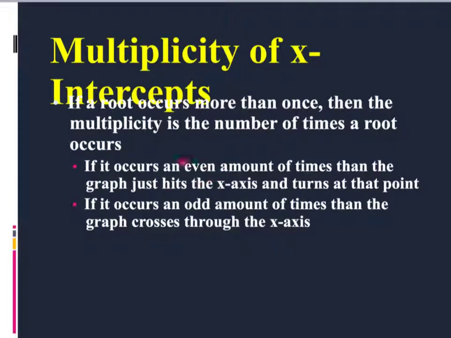If it occurs an even amount of times, so like 2, 4, 6, 8, etc., then when we're graphing it, the behavior at that zero is we're going to touch and turn at that point. If that solution, when we solve, occurs an odd number of times, so 1, 3, 5, etc., we're going to cross through that point.